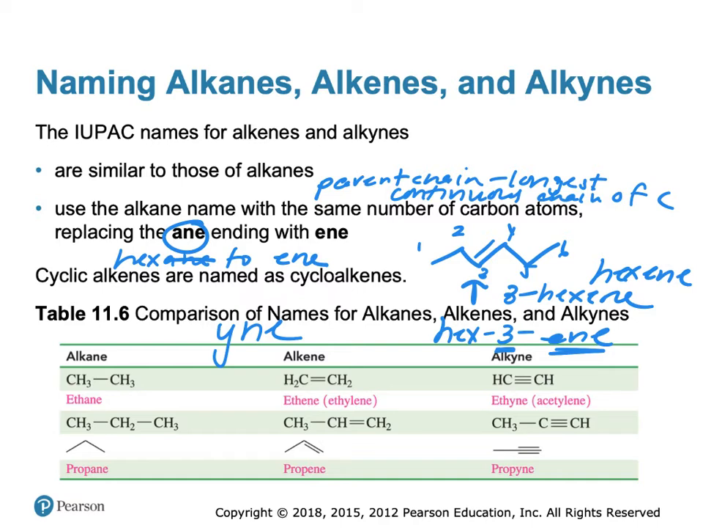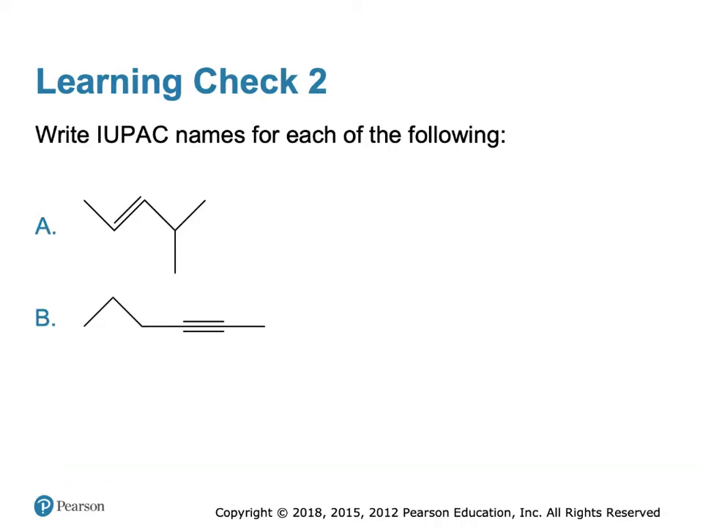If the triple bond or double bond is at carbon 1, you do not have to designate the position. So here, if we look at propane and then propene, it would be 1, 2, 3, and propyne, it would be 1, 2, 3. Let's do the following learning check together. Write IUPAC names for each of the following.